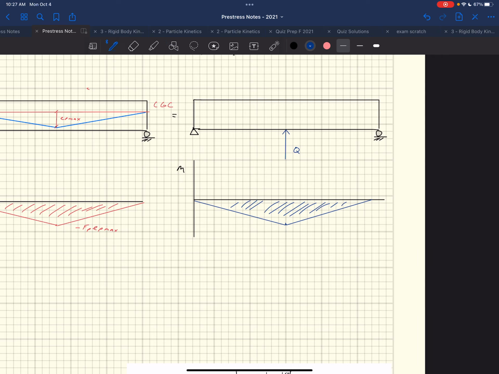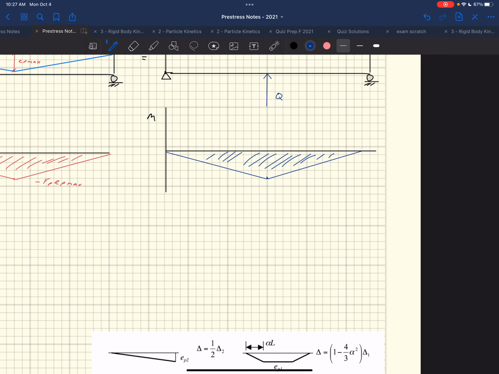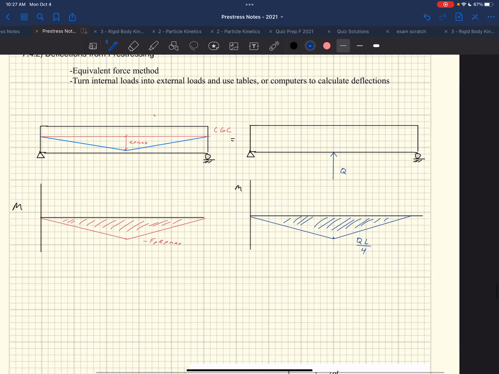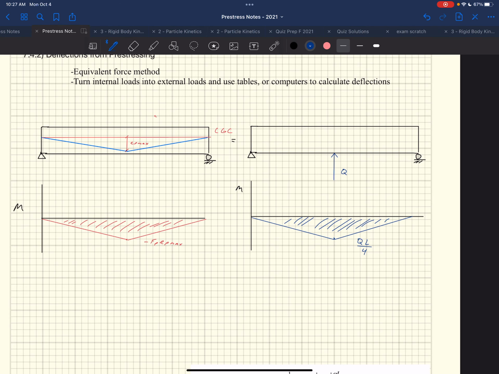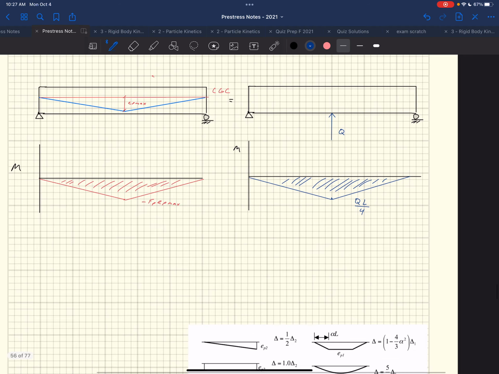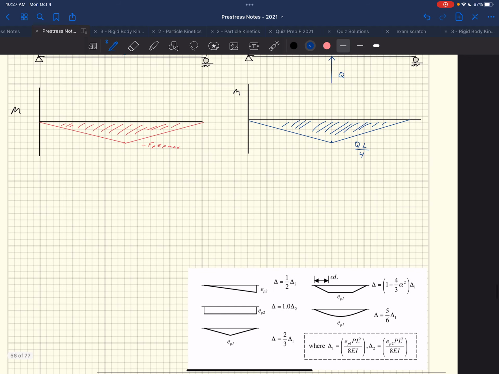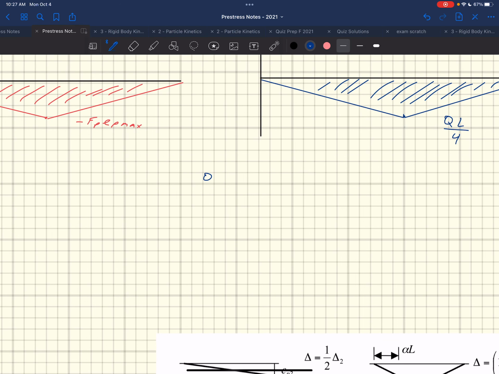Right. And then this one, the magnitude of this moment would just be QL over 4. Right. PL over 4 is the moment at the center of a simply supported beam with a point load. Okay? And so we equate those things to each other, right? So the equivalent load QL over 4 is equal to FP EP max.